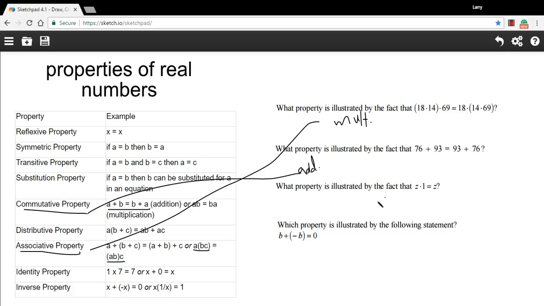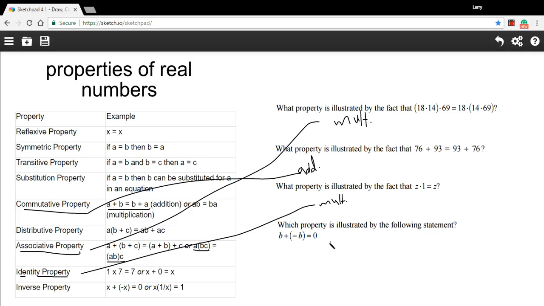All right. Next one says, what property is illustrated by the fact that z times 1 equals z? Well, you've known that for a long time too. Anything times 1 stays itself. And this is actually called the identity property. There's two of them. There's one for multiplication, which is what we're seeing here. Z times 1 equals Z. And here we have an example, 1 times 7 equals 7. So multiplying something by 1, it's staying itself. So that's the property for multiplication. For addition, the same property is just anything plus 0 stays itself. So this is the identity property of multiplication.